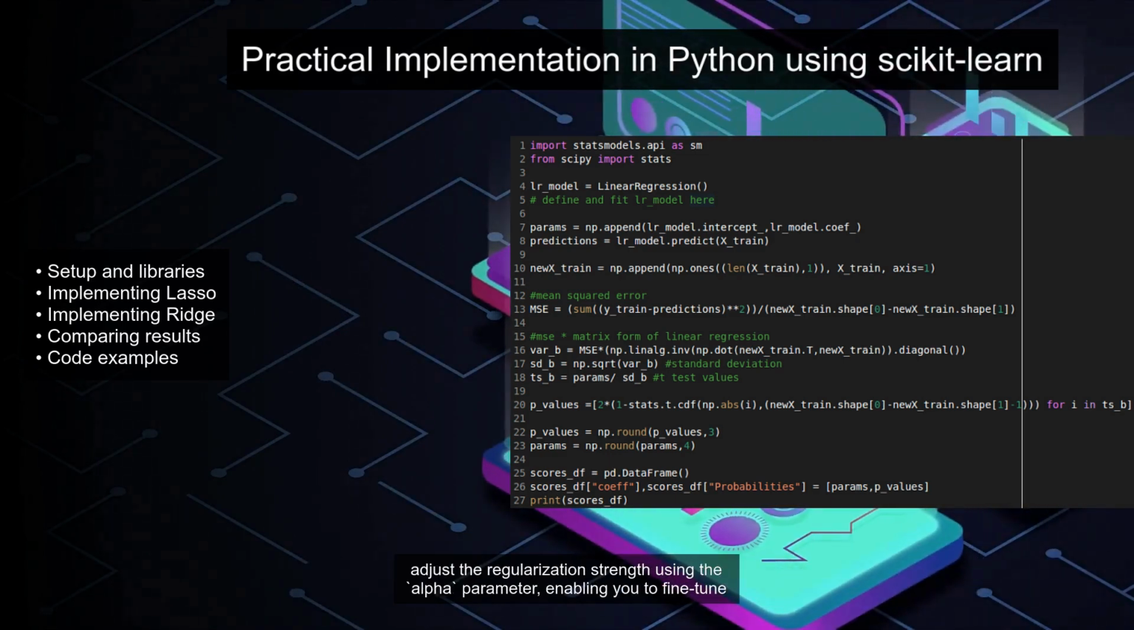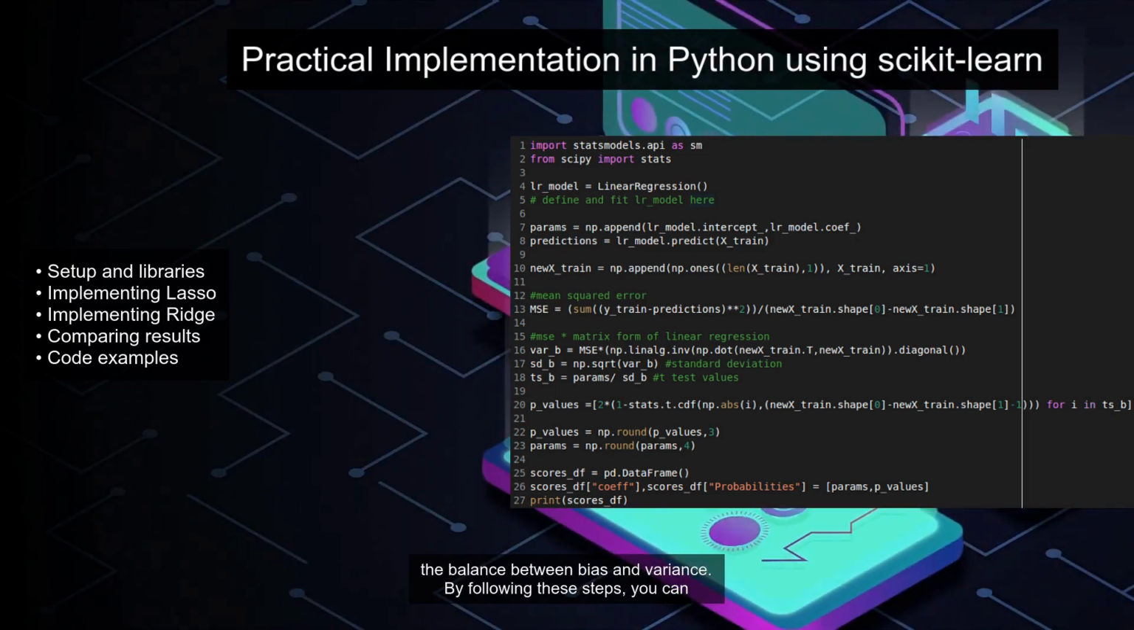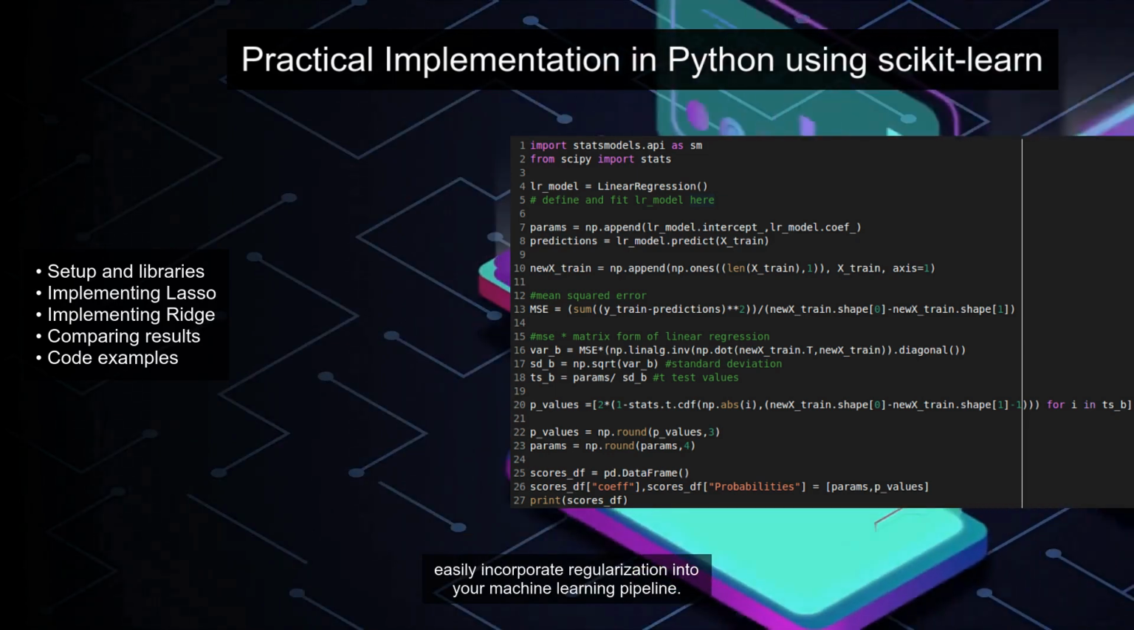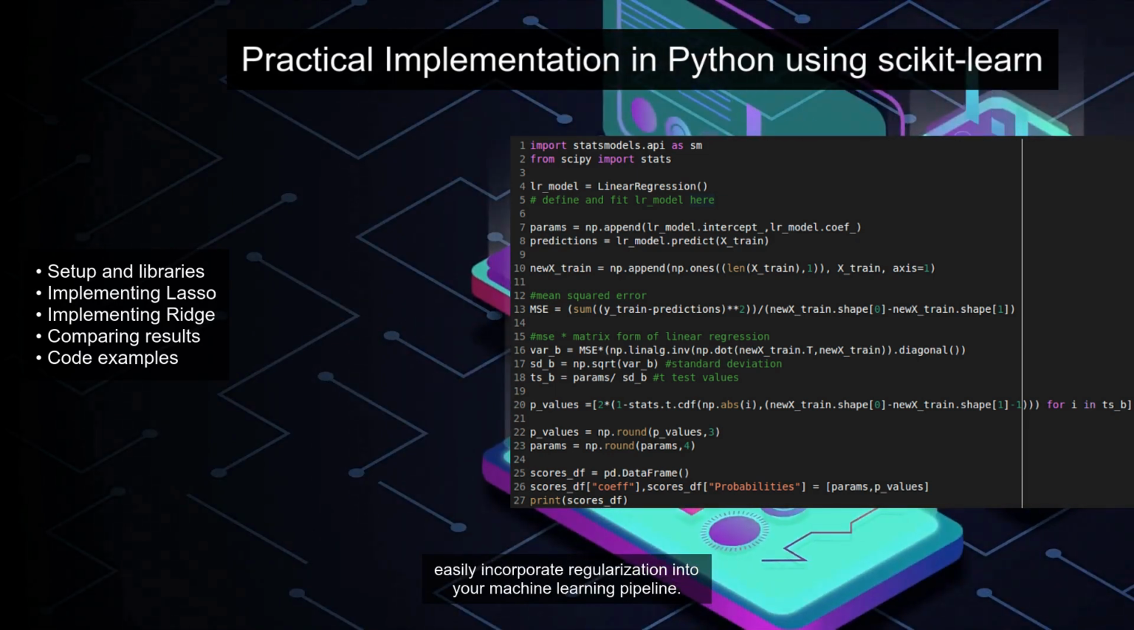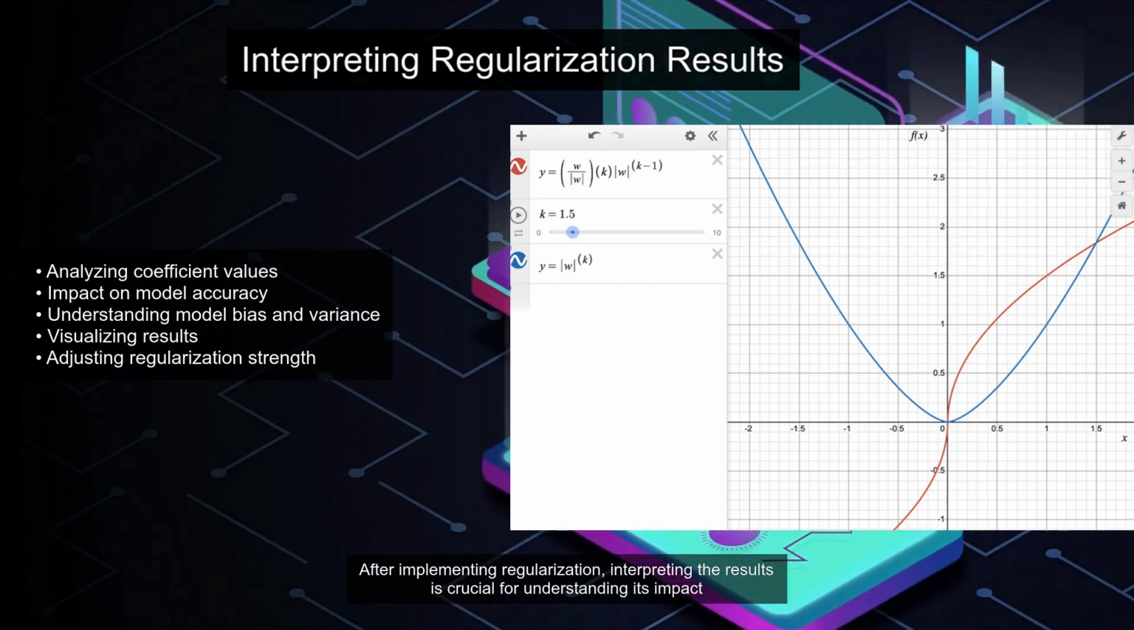Additionally, scikit-learn allows you to adjust the regularization strength using the alpha parameter, enabling you to fine-tune the balance between bias and variance. By following these steps, you can easily incorporate regularization into your machine learning pipeline. After implementing regularization, interpreting the results is crucial for understanding its impact on your model.